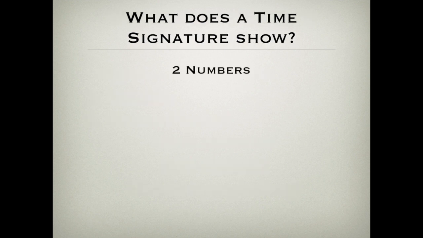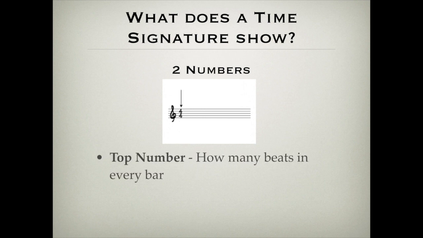So what does a time signature show? Well, it shows two numbers. The first number, the top number, and the bottom number. Okay, let's think about the top number to start with. The top number tells us how many beats are in every bar. So the top number there is 4, so we know we're counting in 4s because there are going to be 4 beats in every bar.